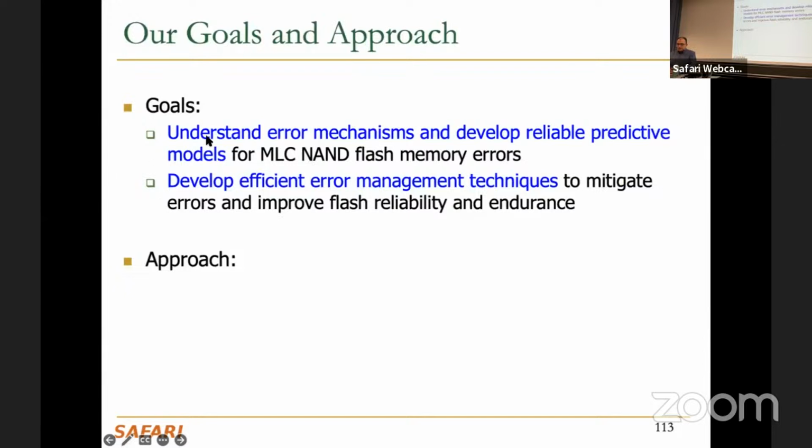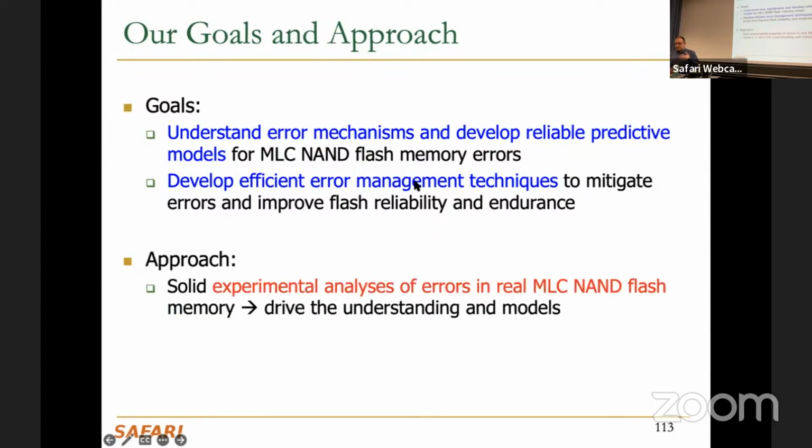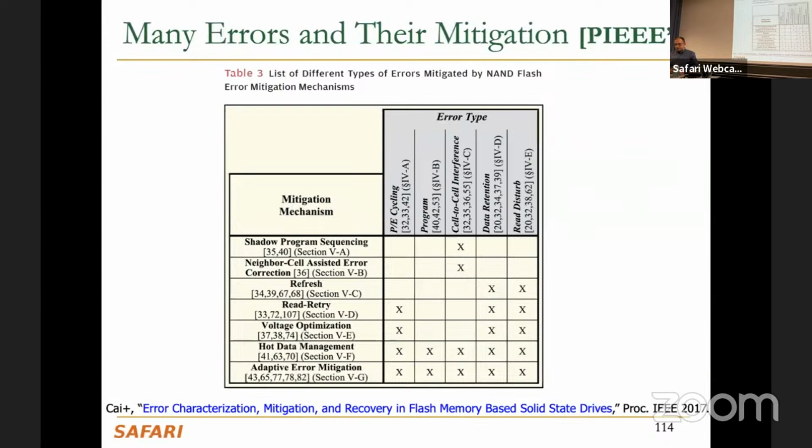I'm not going to repeat this, so you know that the goal is to understand error mechanisms, develop reliable predictive models, and develop efficient error management techniques. Our approach is basically solid experimental analysis of errors in real MLC NAND flash memory. And with that, we want to derive the understanding and models.